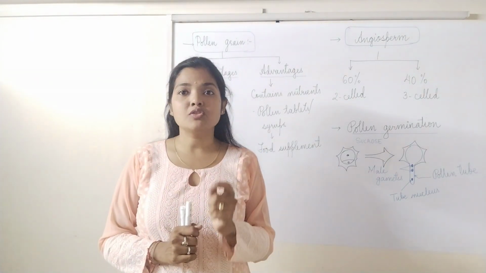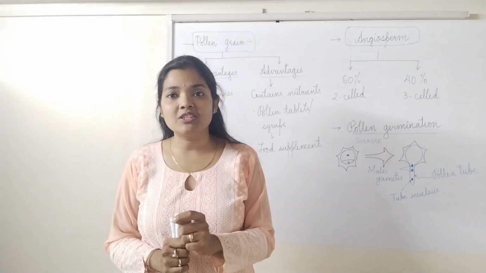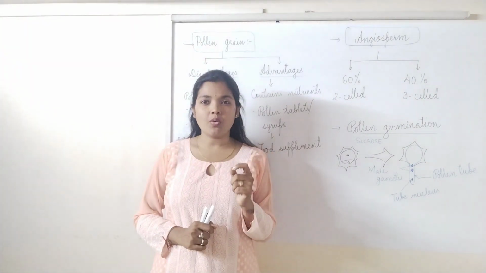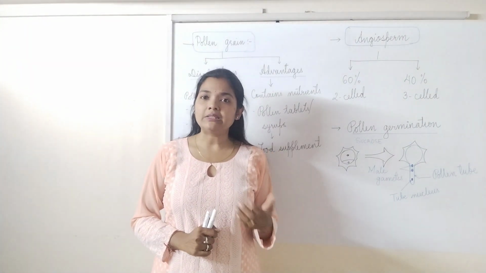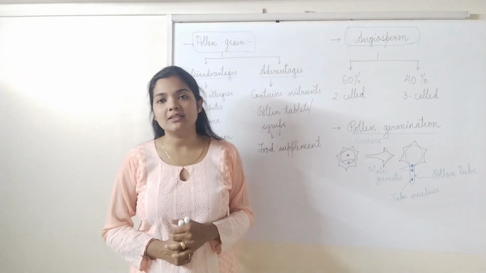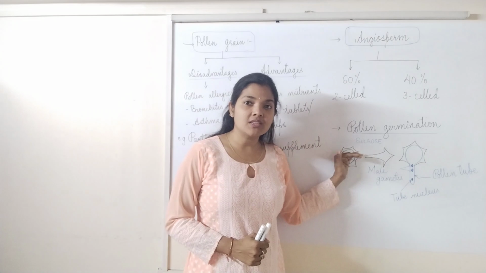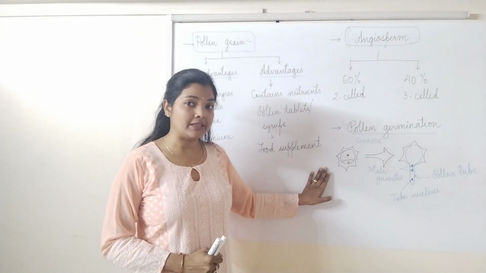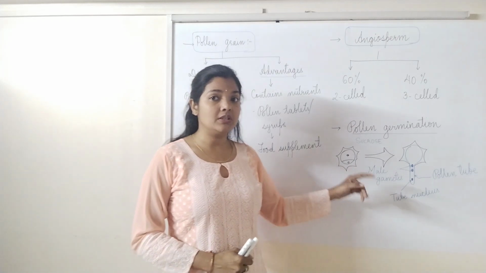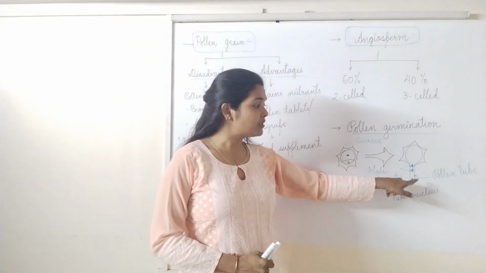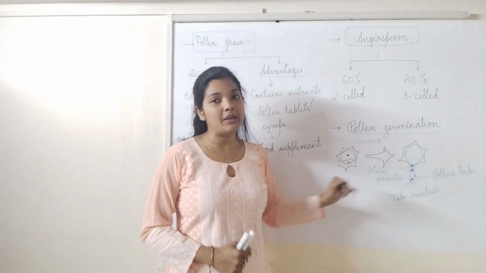Now, when it falls on the stigma of a similar species, it would result in secretion of sucrose from the stigma. And other than that, there are many other chemical responses which could be observed, which we will discuss later. So, as the secretion of sucrose occurs, the pollen tube formation begins. Pollen tube formation is followed by the presence of the tube nucleus as well as the formation of two male gametes.